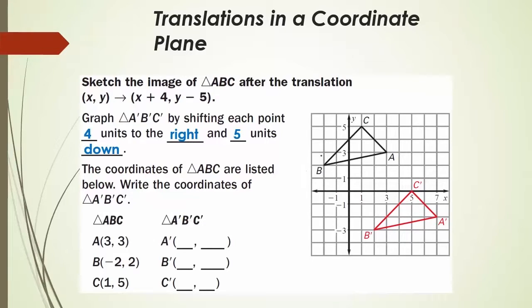If I take A and move it to A prime, it is 4 units to the right, 1, 2, 3, 4, and 5 units down, 1, 2, 3, 4, 5. So A prime is located at x equals 7 and y equals negative 2. Doing the same thing for B, move B 4 units to the right and 5 units down. So B prime is located at x equals 2 and y equals negative 3. And finally, taking C, moving it 4 units to the right and then 5 units down, C prime is located at x equals 5 and y equals 0.